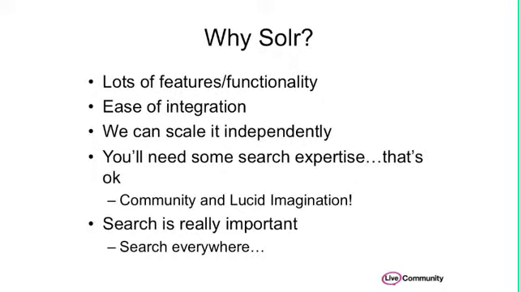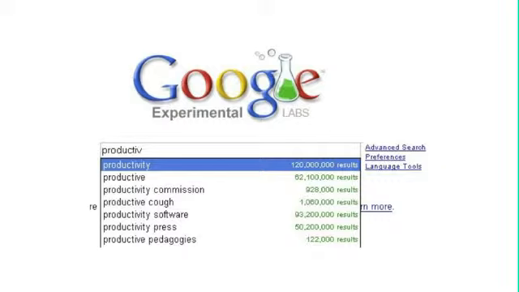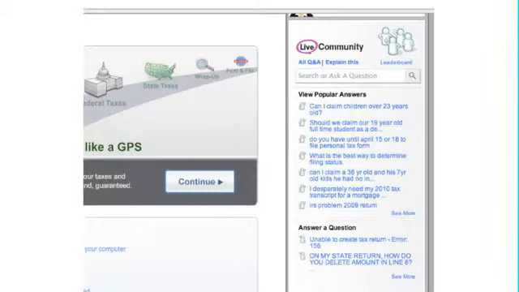Okay, I'll suggest, it's interesting to think that just a few years ago, this was some experiment by Google. Now it's become pretty ubiquitous on the web, except for stuff like that. Here's a screenshot of Live Community, the in-product view, which I just showed you in the demo, and our suggest functionality.